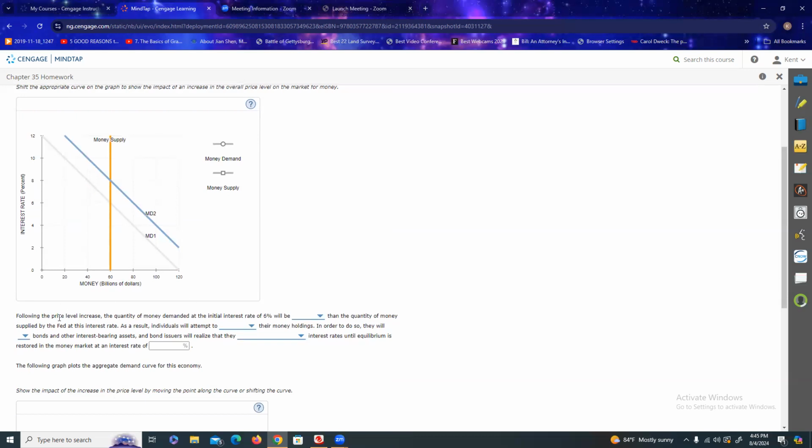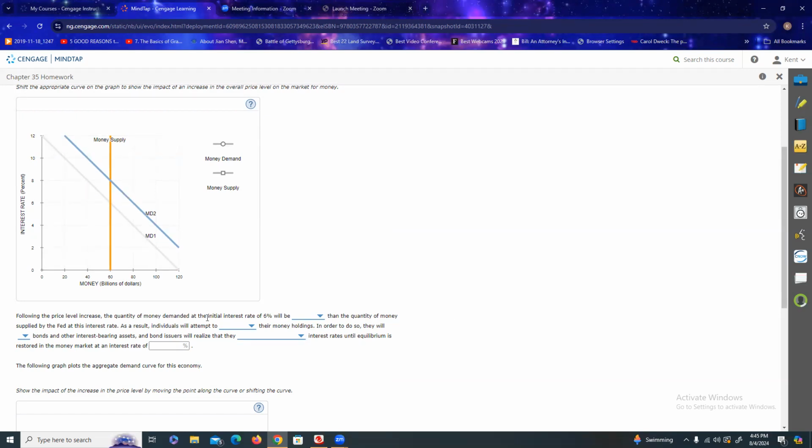Okay, so it says following the price level. Well, I'm going to leave some of these for you. I realize in the aggregate supply and demand, not that one. In the aggregate supply, the last one, the last chapter, I did pretty much everything.